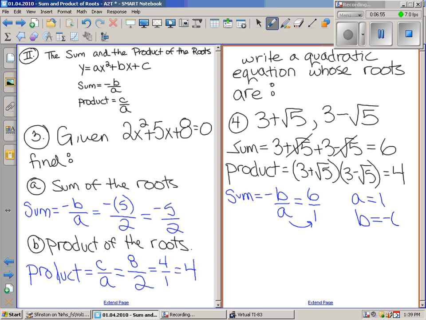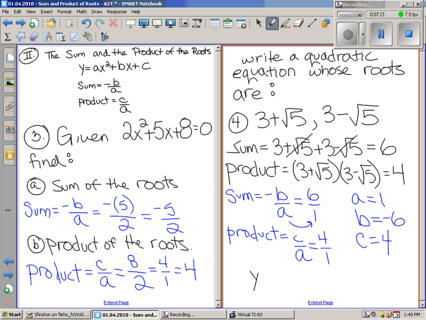So b is going to be equal to negative 6. And then let's use the product to find out how much c is. Anybody know how much c is? Product is c over a. The product is 4 over 1. And so c equals 4. Now this is definitely a short answer question on your test, or something that looks like it.